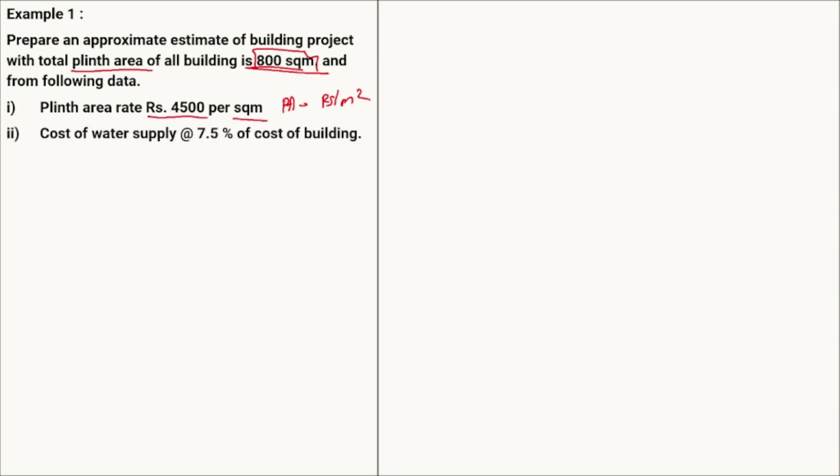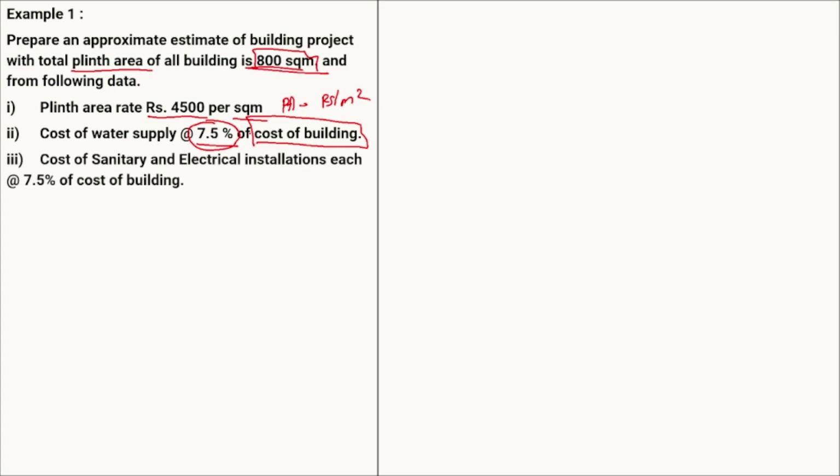Next is the cost of the water supply, which is given as 7.5%. As I said, whatever the services are, the cost for those services will be given as a percentage. Here it is directly mentioned that this cost should be taken on the cost of the building. Sometimes it may not be mentioned, so you have to assume that for the services we take it on the cost of the building, and for contingency and supervision we take it on the overall cost. So here the cost of the water supply at 7.5% should be taken on the cost of the building.